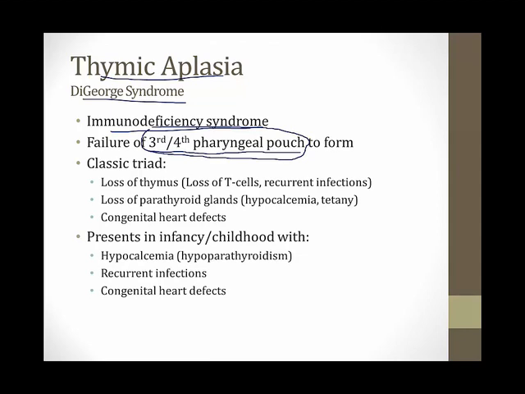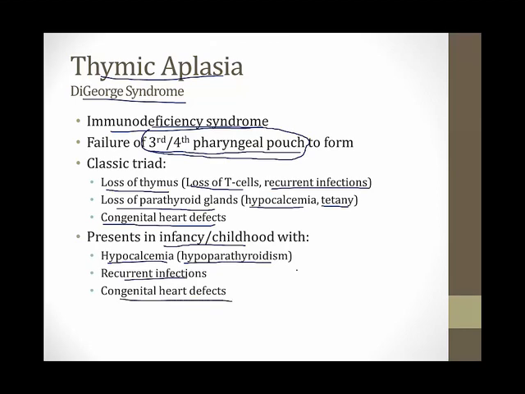The classic triad of symptoms in this disorder is loss of the thymus, so there is loss of T cells and recurrent infections from immunodeficiency. There's also loss of the parathyroid glands, so hypocalcemia and tetany develop, and then finally these patients also develop congenital heart defects. So this presents in infancy or childhood with hypocalcemia from low parathyroid activity, recurrent infections, and congenital heart defects.